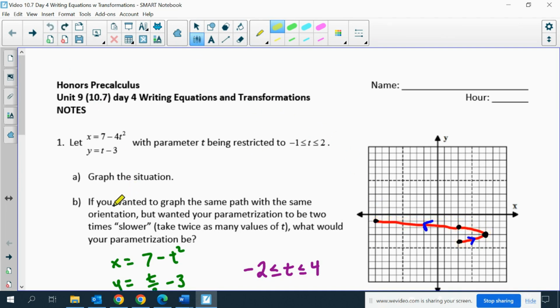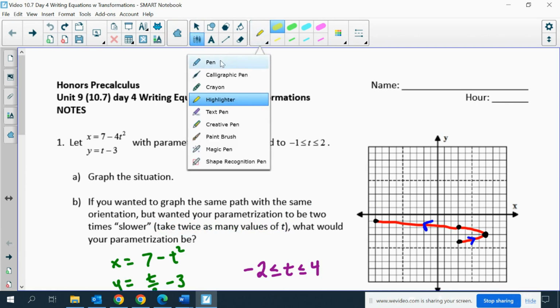Hopefully by now anyway. But if we wanted to figure out how to rewrite these parameterizations in some slightly different ways, given what it says, we have some options. So if you wanted to graph the same path and the same orientation, so starting here and moving to there, but you wanted your parameterization to be 2 times slower, which means you take twice as many values of t in order to do it. How could you do that?